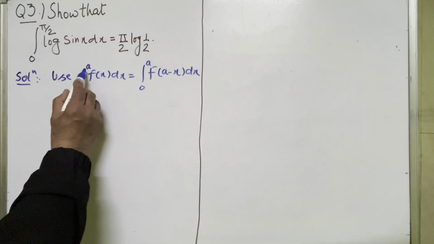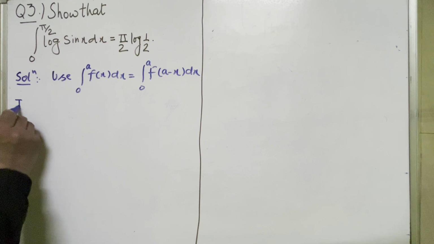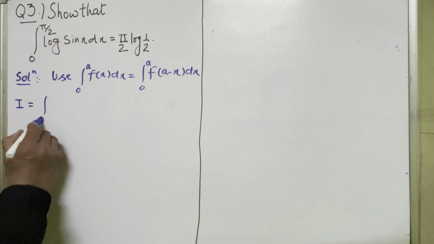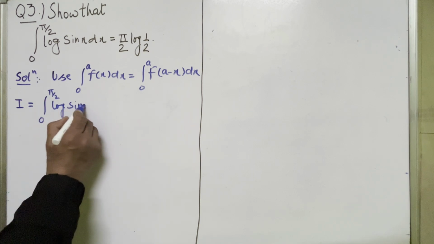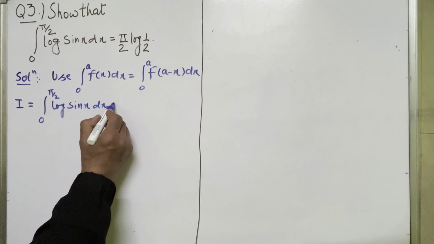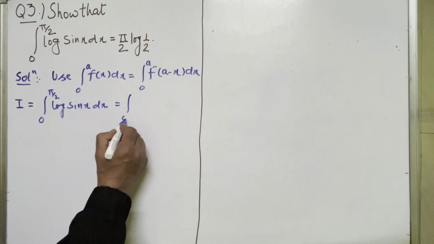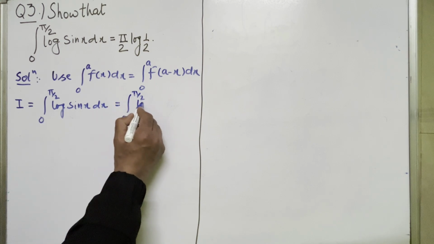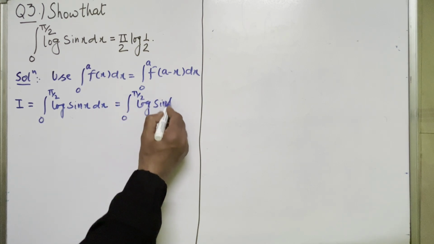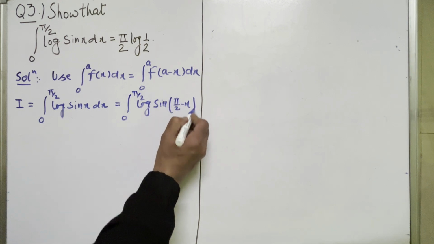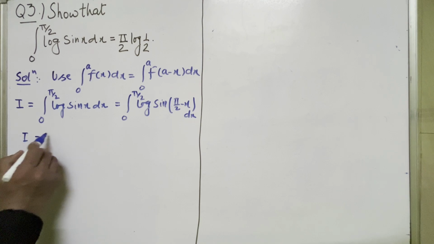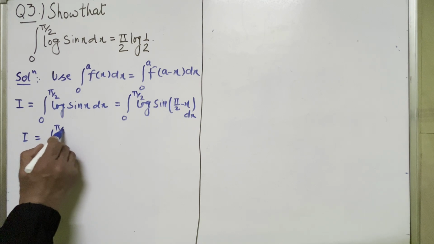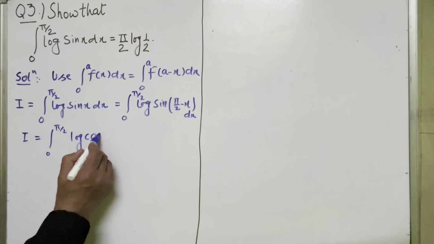So in our case, a is pi by 2. So I'm considering this integral as I, and then we'll apply this property. When we apply this property, it becomes integral 0 to pi by 2 log of sine of pi by 2 minus x dx. Sine pi by 2 minus x will become cos x. So I is equals to integral 0 to pi by 2 log cos x dx.